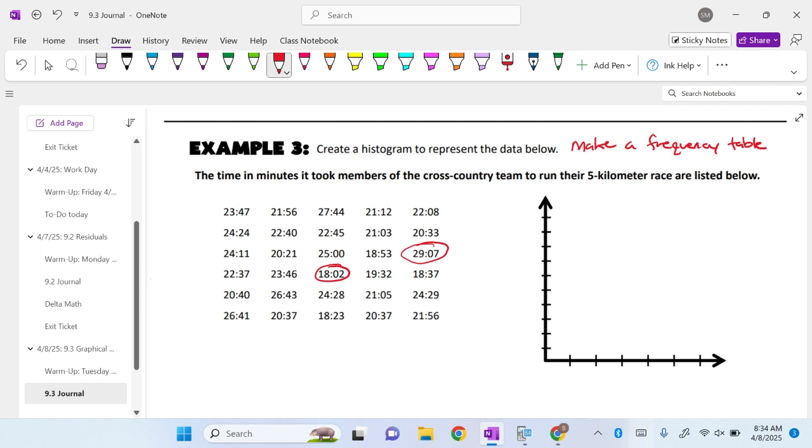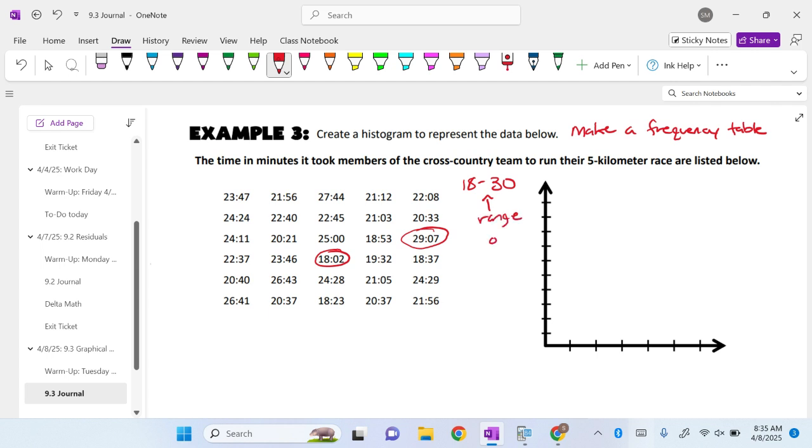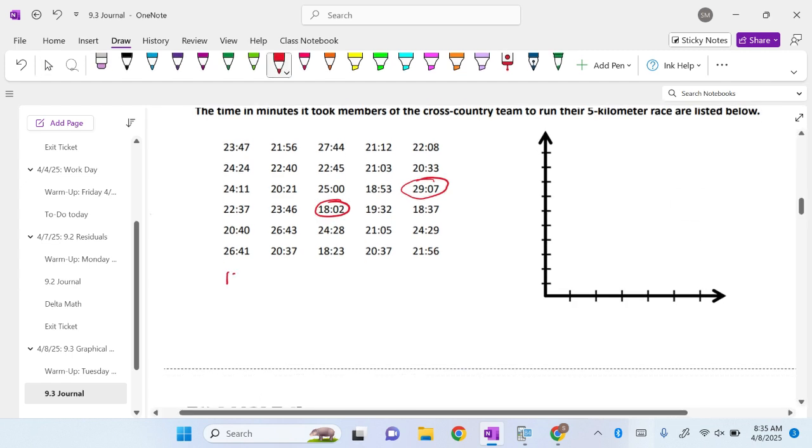So if we're going to the nearest whole numbers, what do you think my range would be between? What two numbers? Whole numbers, no decimals. 18 and 30. So I would say that we're going to make a histogram with a range from 18 to 30. All right, this is our range that we're going to have in minutes. So 18 to 30 is our range of minutes.